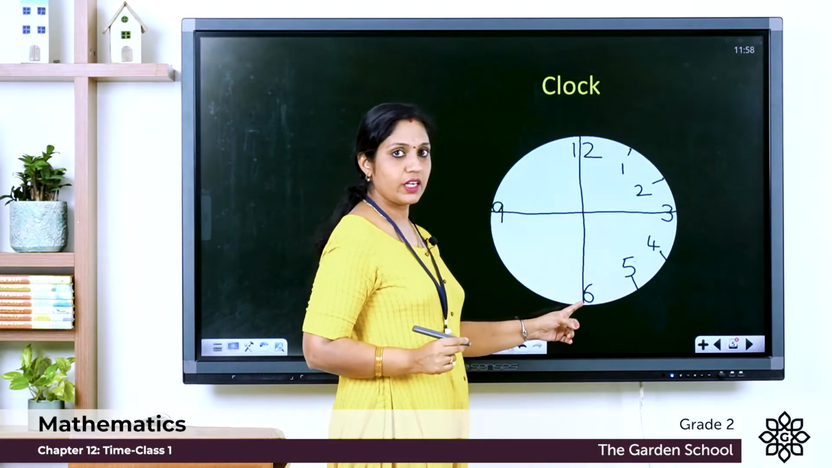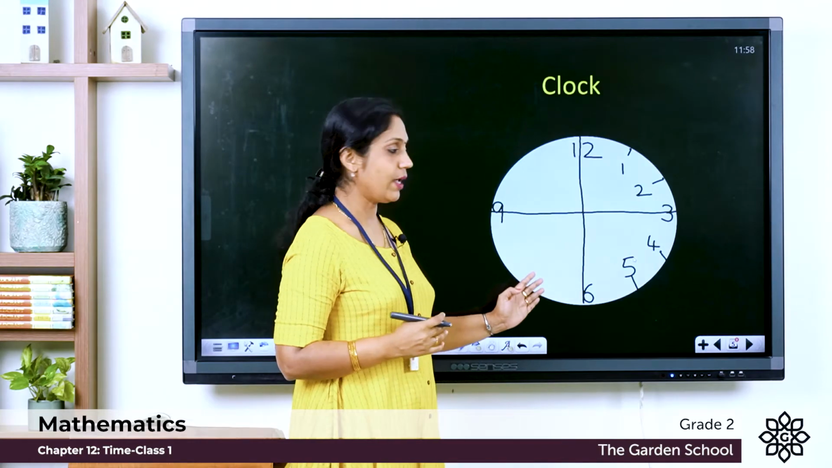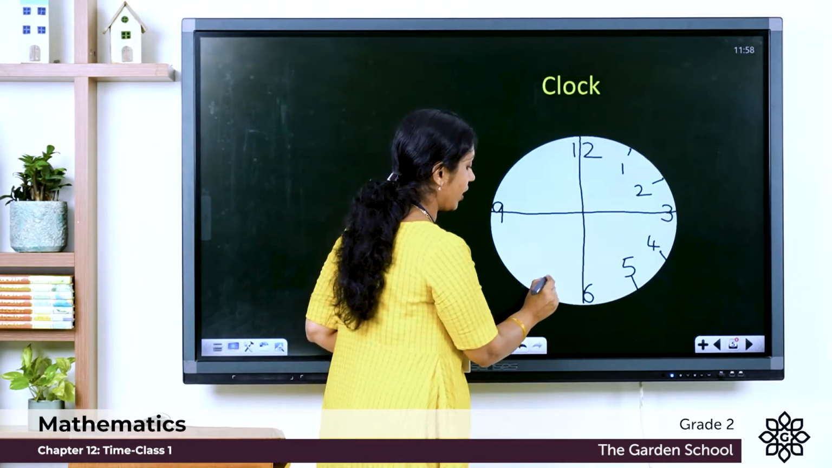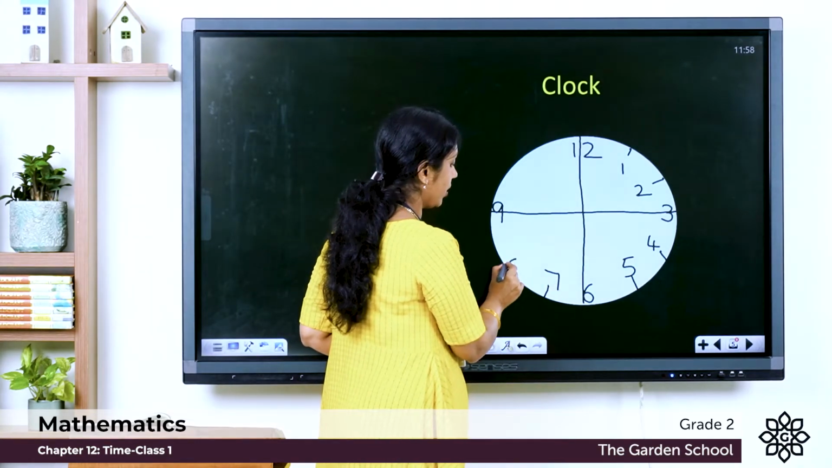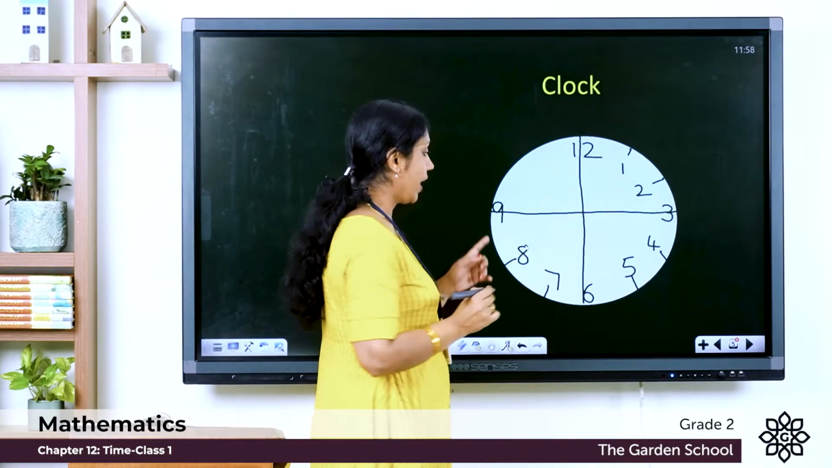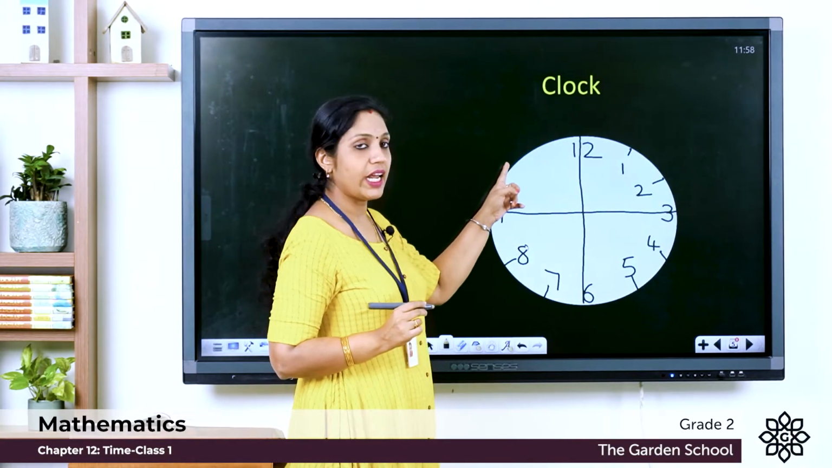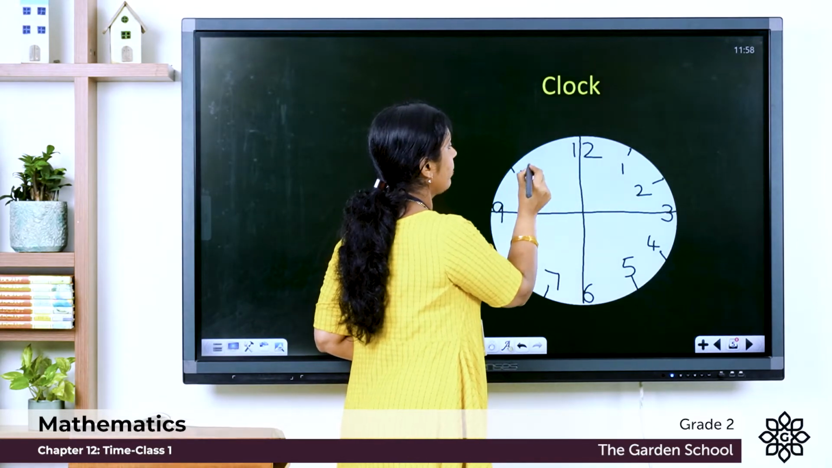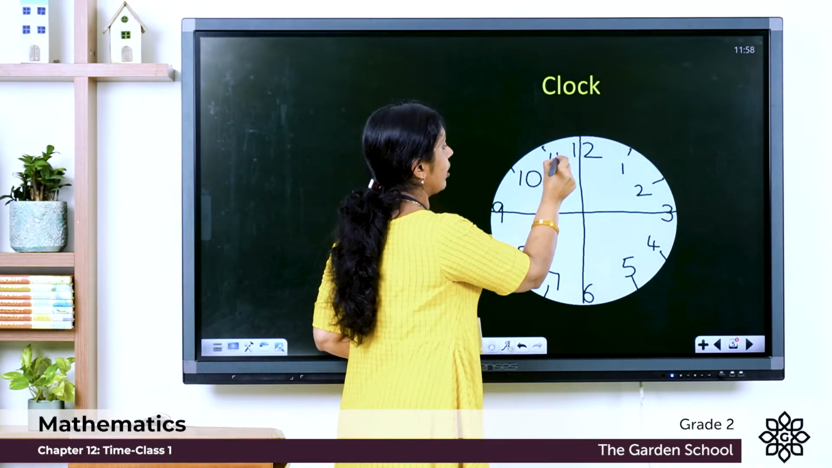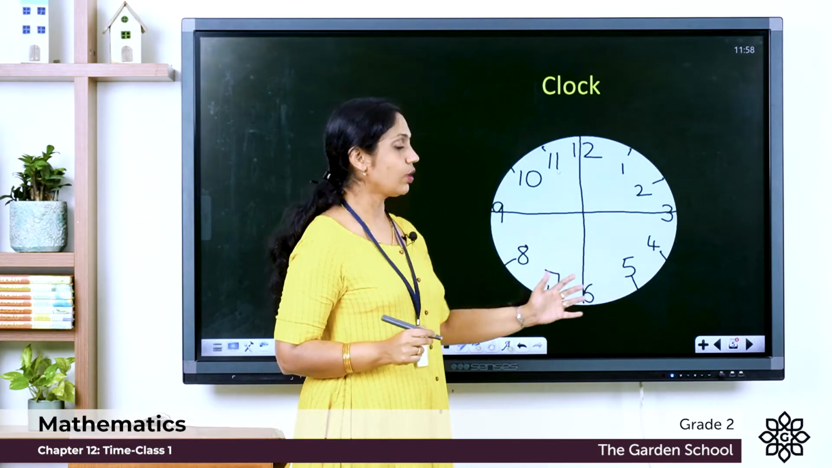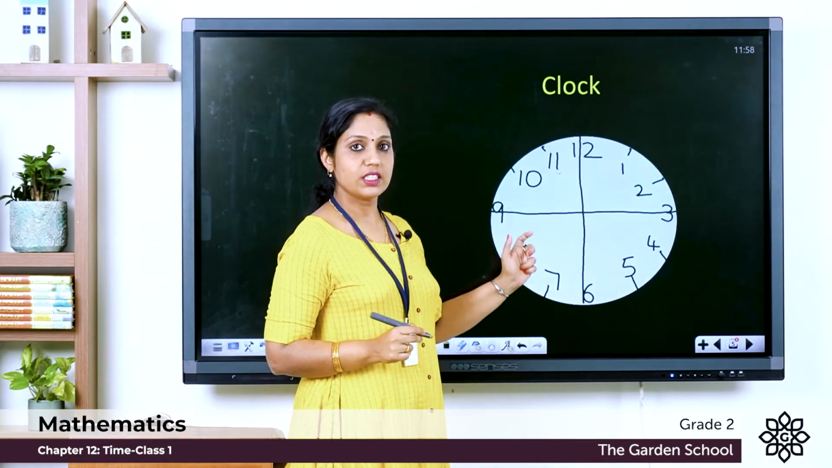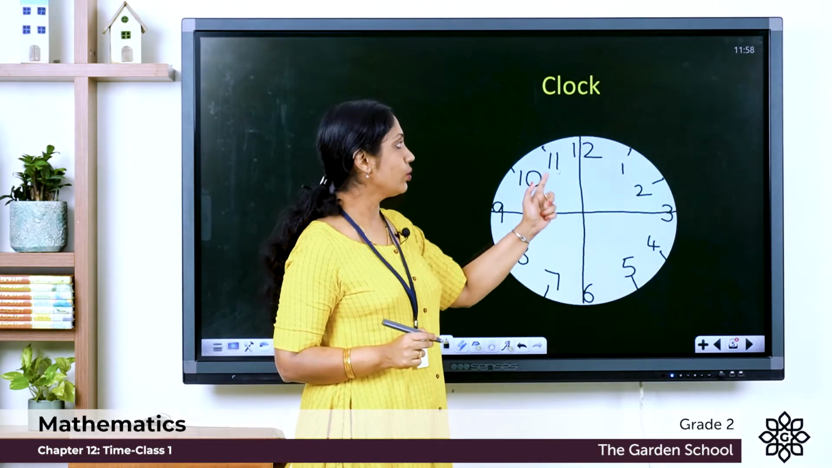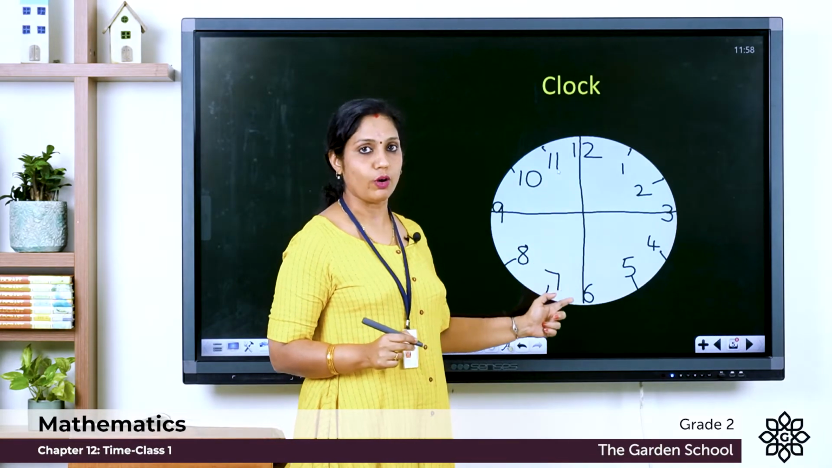6 has already been written, and after 6 which number comes? The number 7. So here we have to write the number 7. Here 8. 9 has already been written, and after 9 comes the number 10. Here we can write the number 10 and now 11. So we can say that the numbers on the clock have been completed. So this is how a clock should be drawn, and you have to place the numbers in the correct order and position.